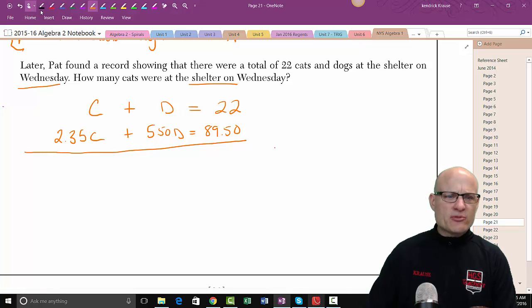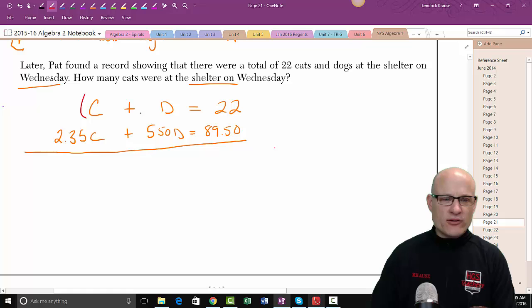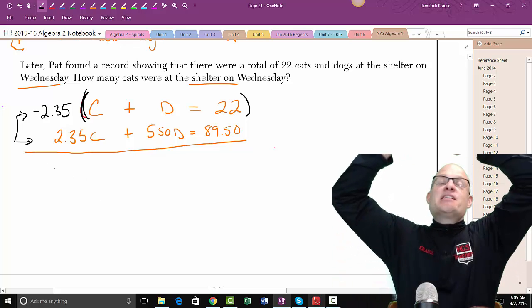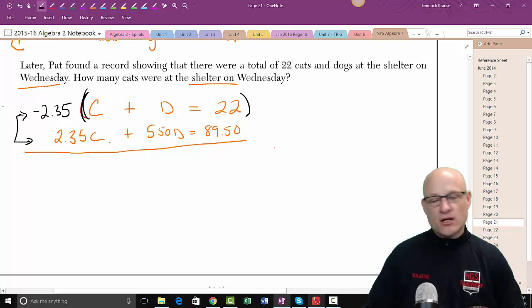So the easiest way to do that is to take this equation and multiply it by negative $2.35. Now, the reason I want it negative is because when I put it together with that positive $2.35, the cats go away. Yes, the cats are gone. Okay, I'm way too excited about getting rid of the cats. Negative 2.35C.